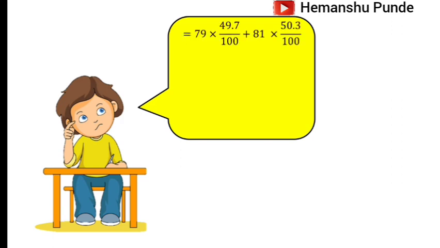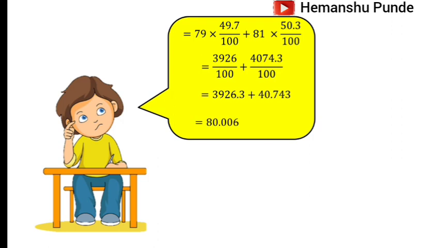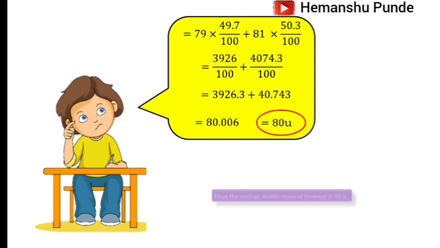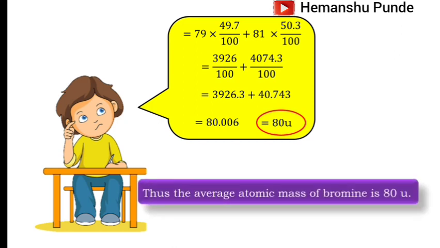So 79 into 49.7 upon 100 plus 81 into 50.3 upon 100. So it will be 3926.3 upon 100 plus 4074.3 upon 100. Final calculation will be 39.263 plus 40.743. So it will be 80.006. So approximately it will be 80 units. So 80 units is the average atomic mass of bromine.